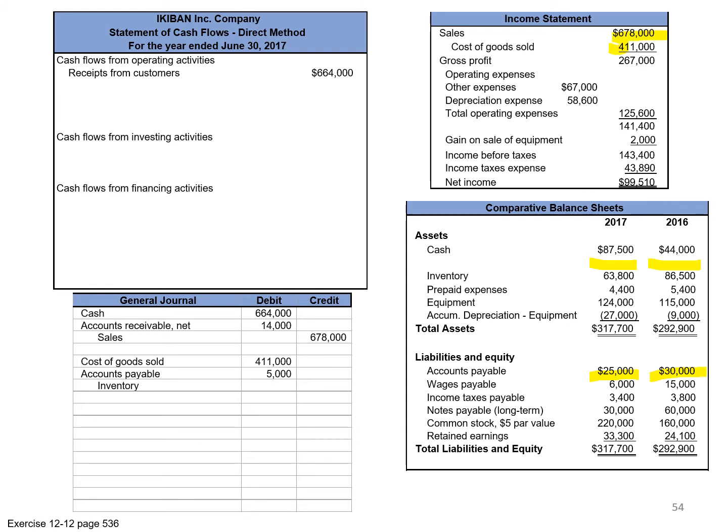Our inventory decreased by $22,700. So that must mean that the cash related to our inventory and our payables, we sent $393,300 out the door for payment for merchandise. Okay.